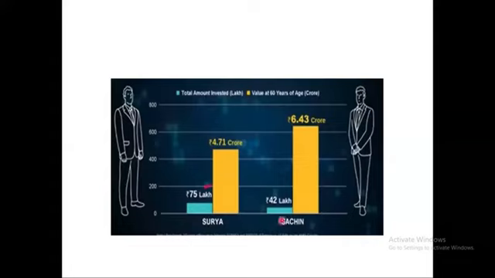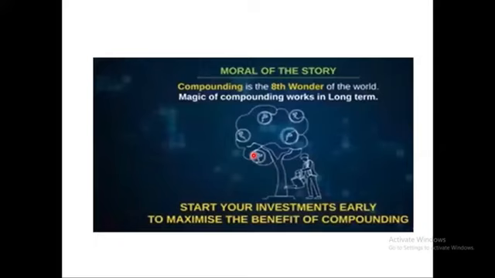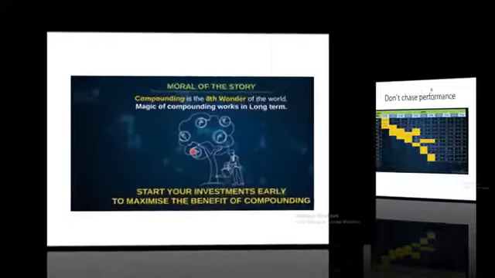Surya has invested more than Sachin. He has invested 75 lakh rupees. Still, he is able to create only 4 crore 71 lakh rupees. Friends, the moral of the story is, if you want to create wealth in the equity market, you have to start early, you have to invest as early as possible. Only then will the power of compounding create miracles for you in the long term.